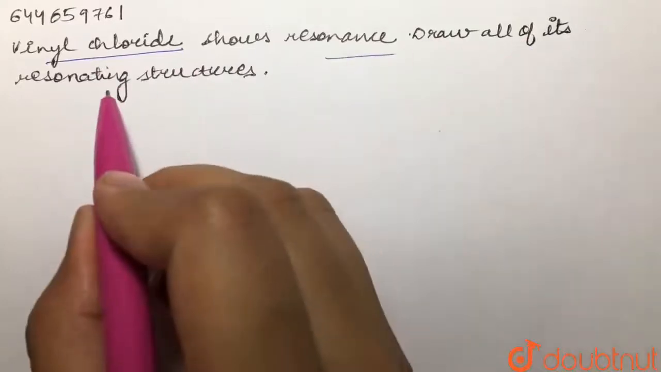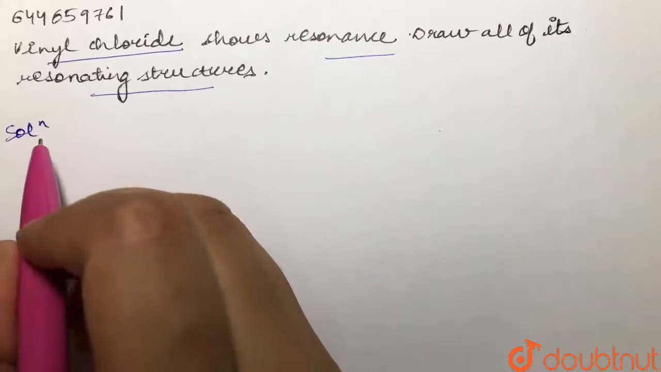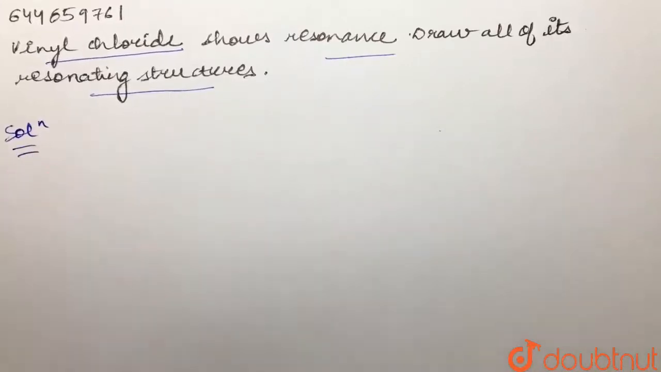Our question is, vinyl chloride shows resonance. Draw all of its resonating structures. Over here, we are supposed to draw all the resonating structures of vinyl chloride, right?